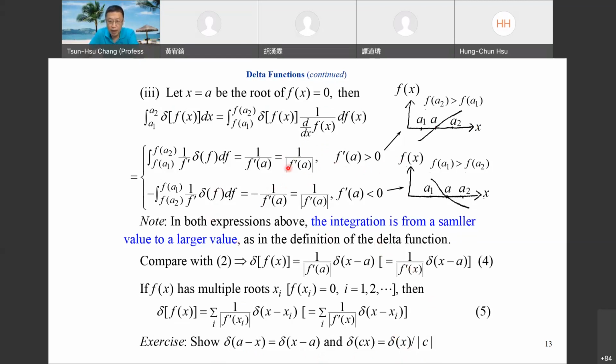Okay, because f prime, this is the prime, the first derivative with respect to x. But this derivative will have two cases. One is the slope is greater than 0. The other is the slope is less than 0. That's different. Why? We will consider what's the difference.